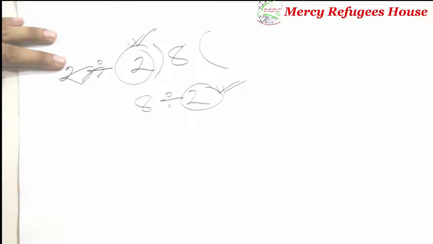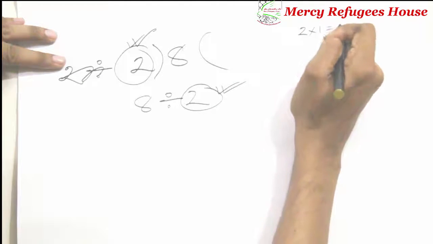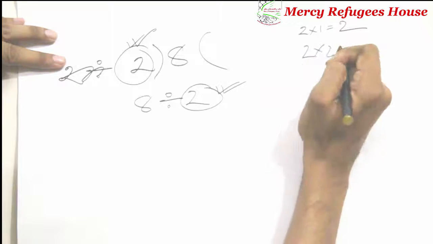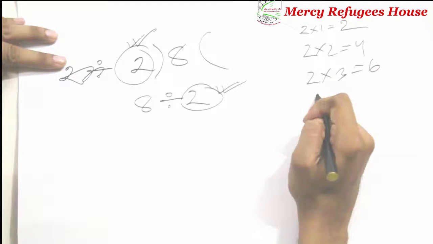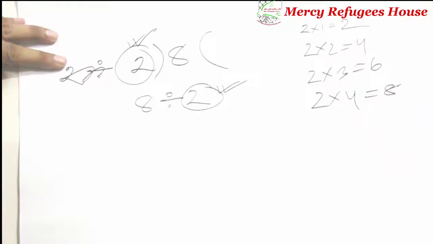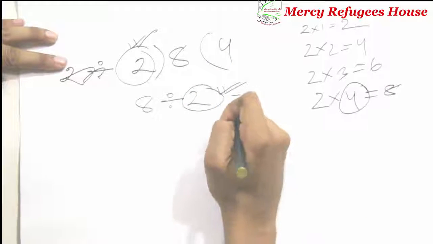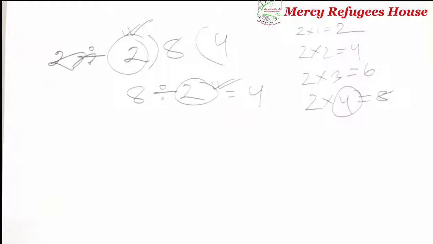That means then you would use the multiplication table of 2. So how you can find it? 2 times 1 equals 2, 2 times 2 equals 4, 2 times 3 equals 6, 2 times 4 equals 8. So what is the answer we get? We get the answer 4. In both cases our answer is 4. This is the vertical version of division.